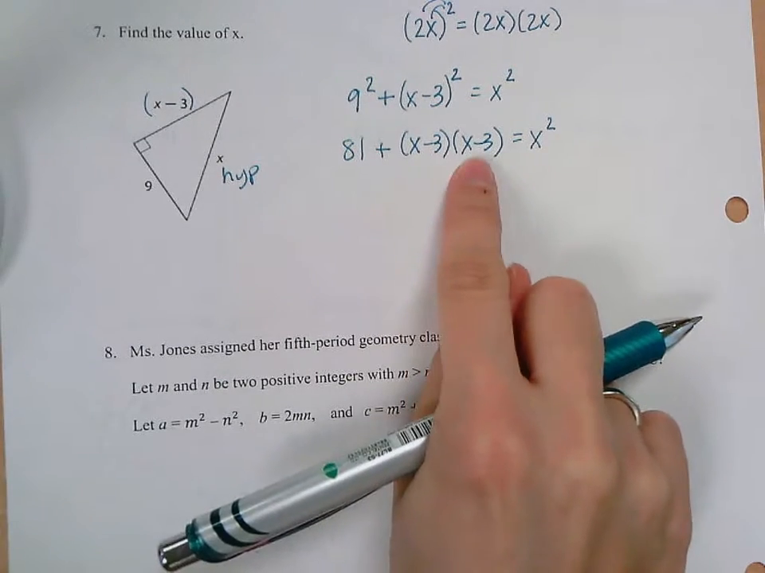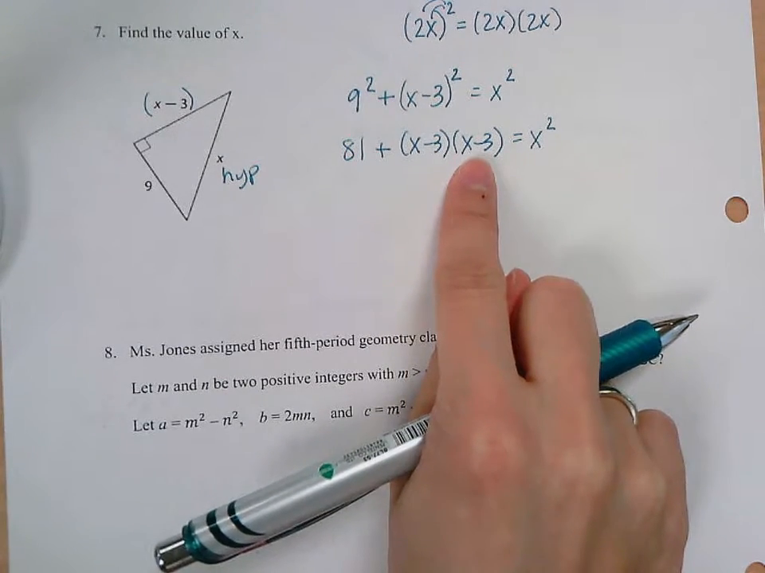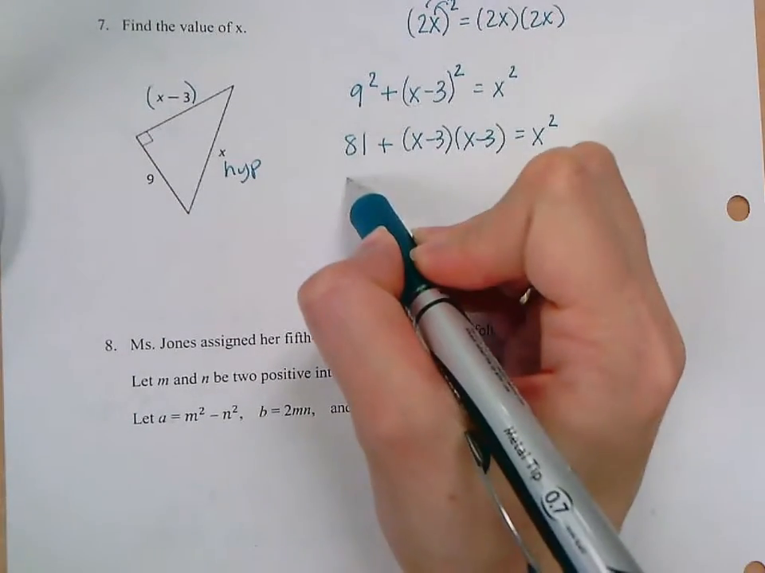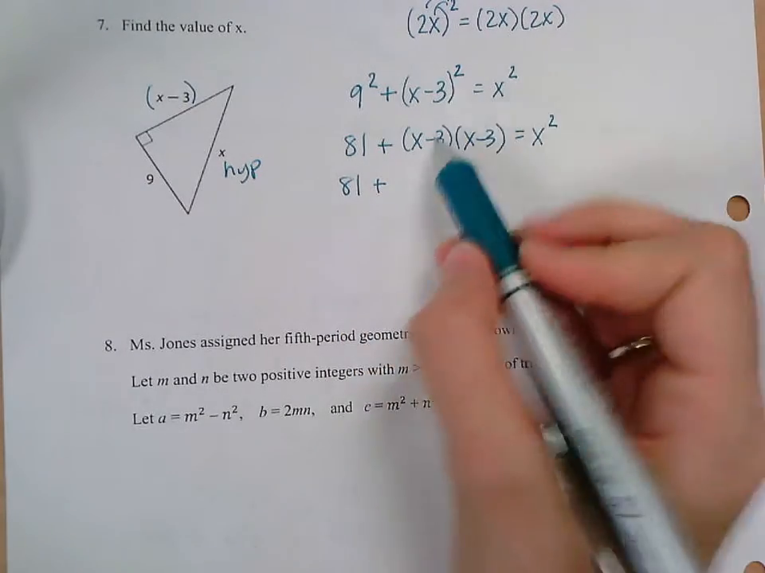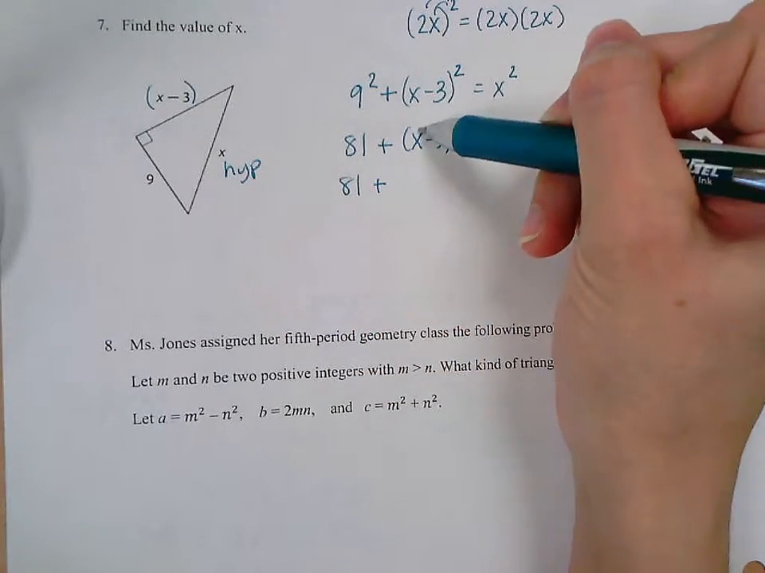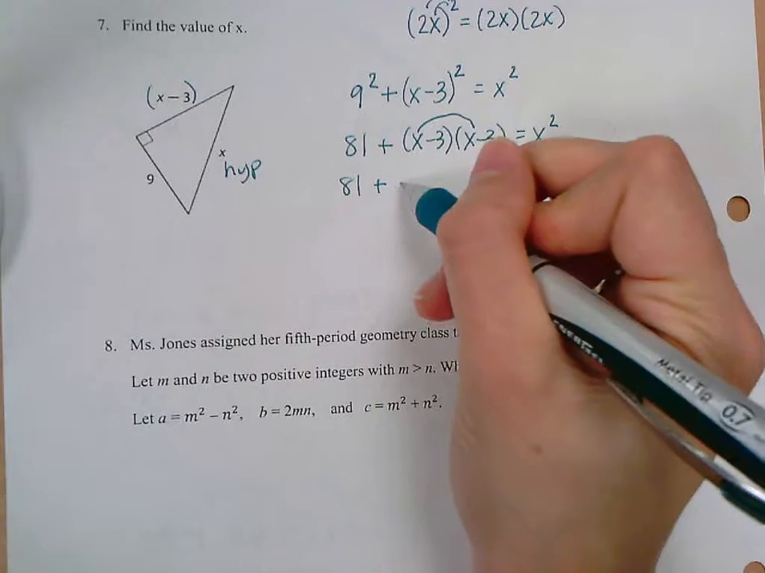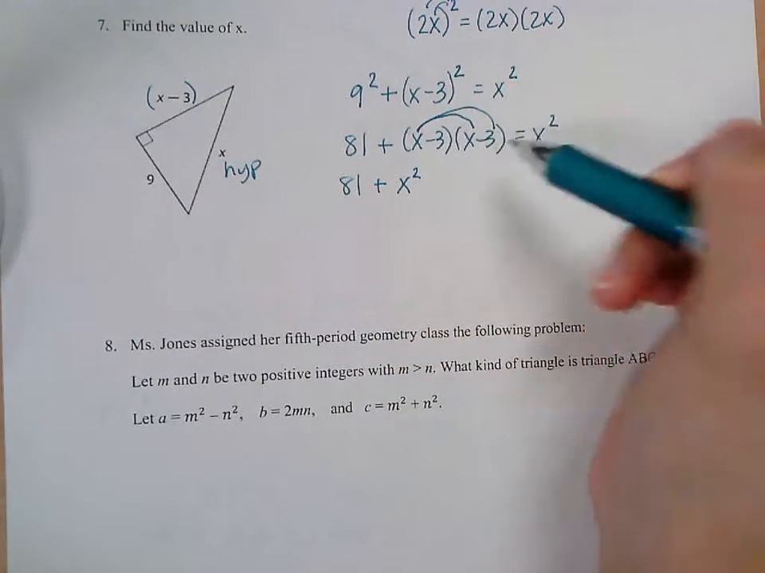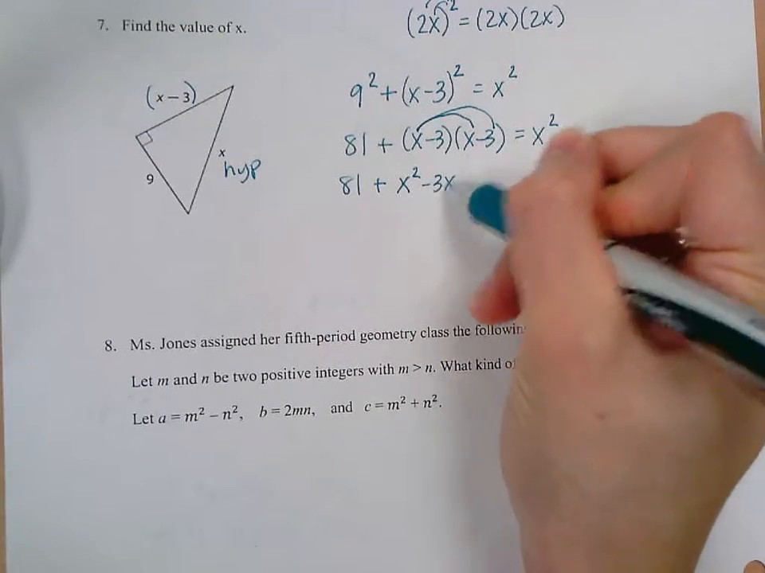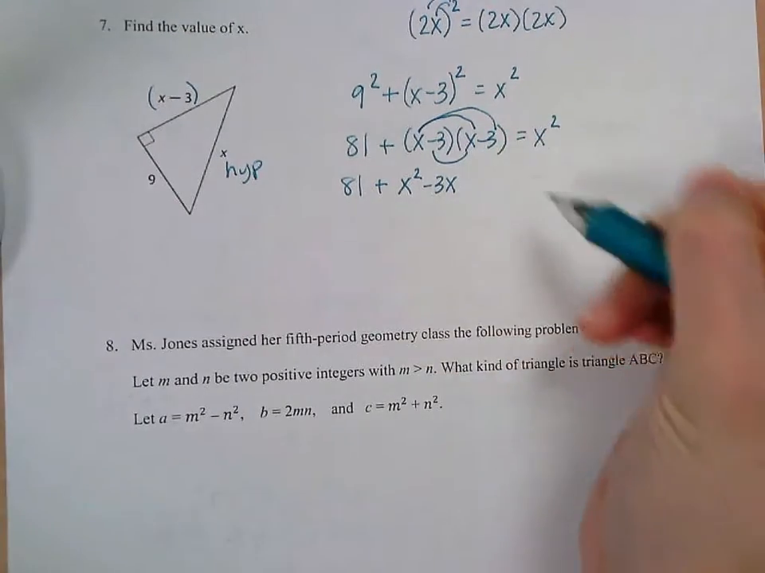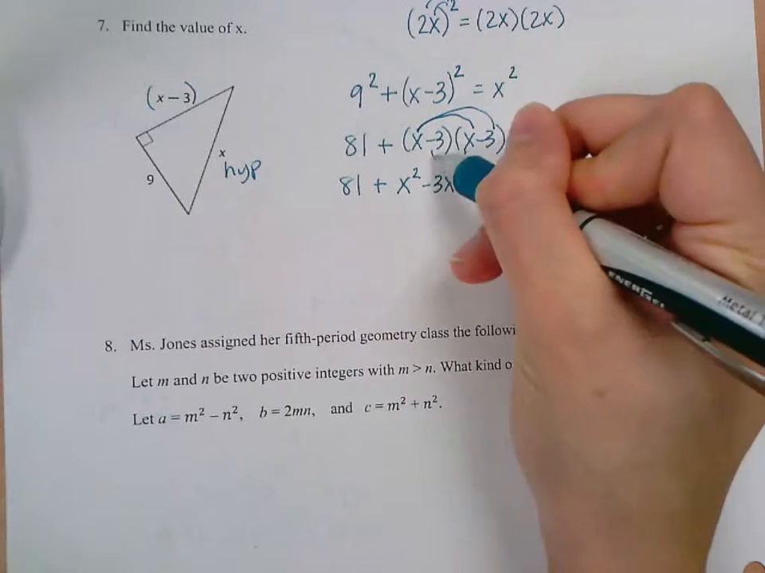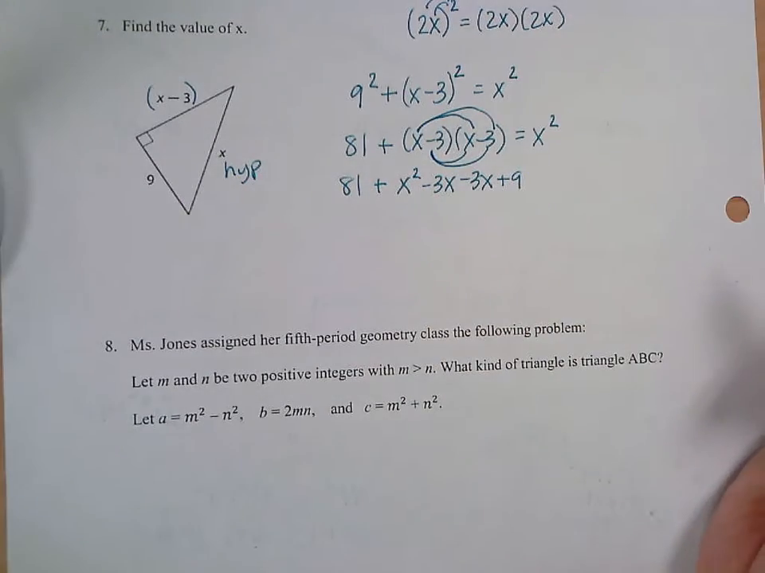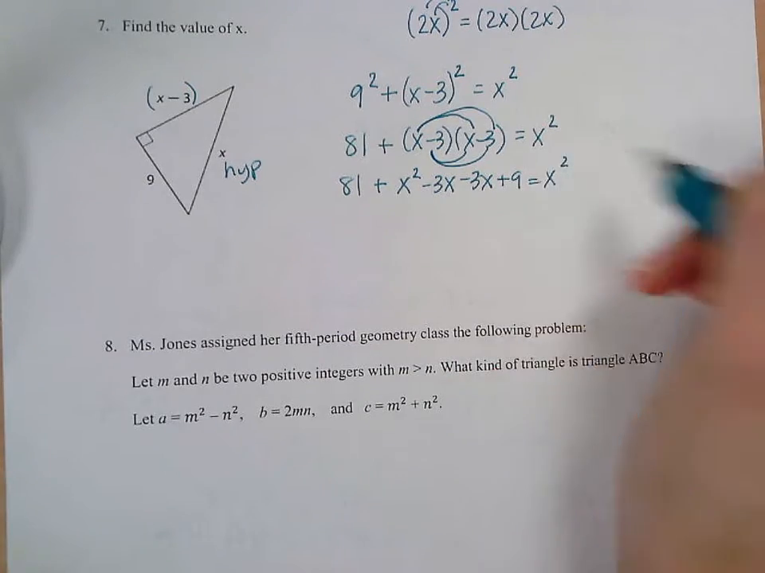How do I multiply these? FOIL. Distributive property, but the mnemonic device is FOIL. So I have 81 plus, if I use FOIL for this, so I have my first terms, x times x is x squared. X times a negative 3 is minus 3x. Then another negative 3 times x is minus 3x. Negative 3 times negative 3 is a positive 9. And I still have x squared on this side.